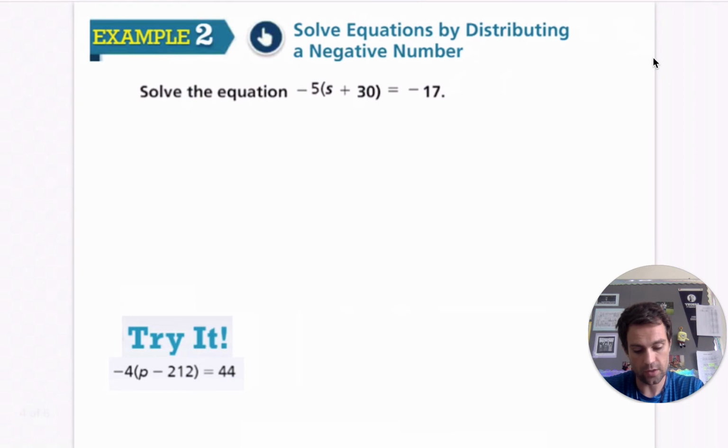So solving equations by using the distributive property with a negative number, we're going to solve this equation. We are distributing this -5 into each part here. So I suggest that you rewrite this with the -5. So we have -5.